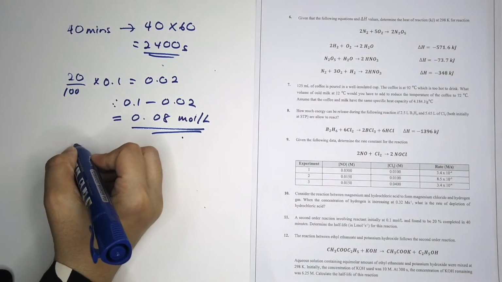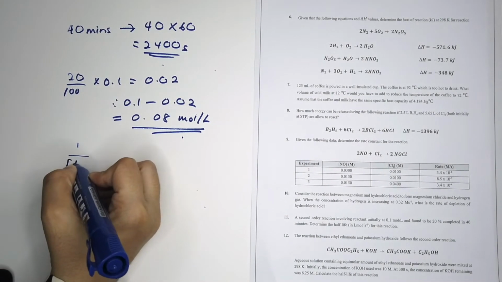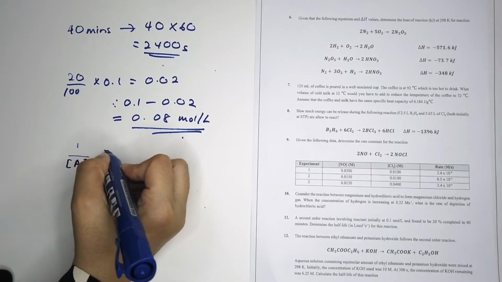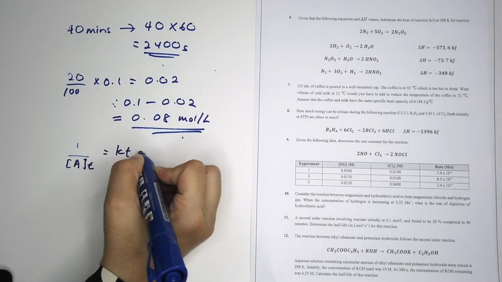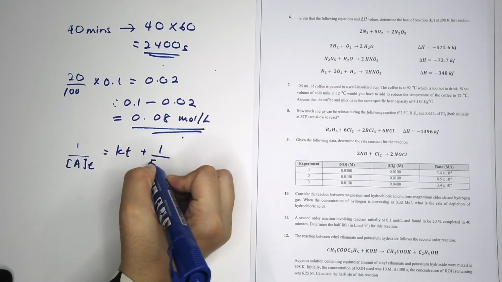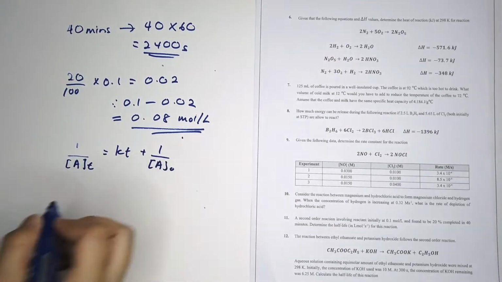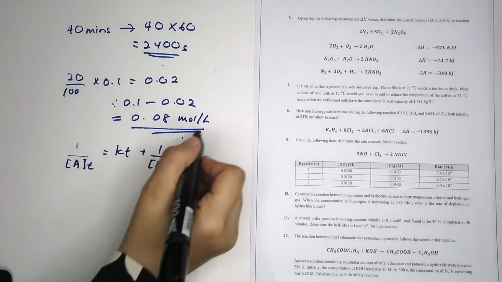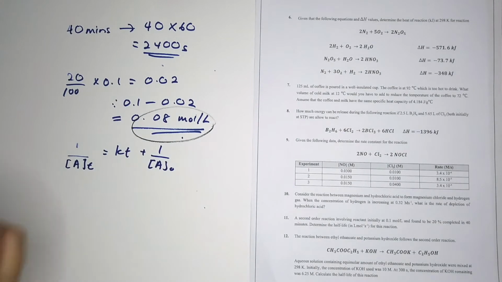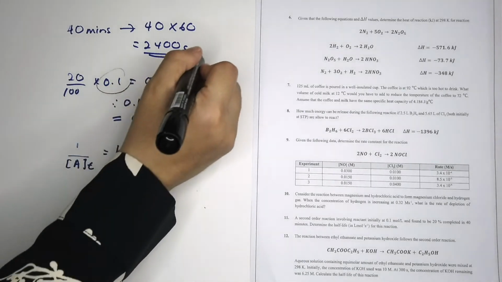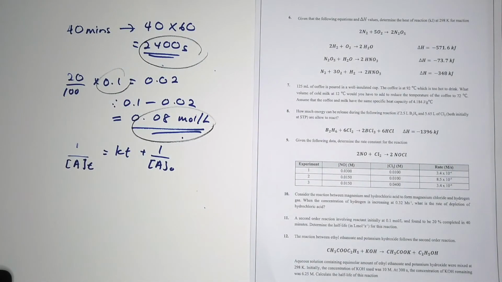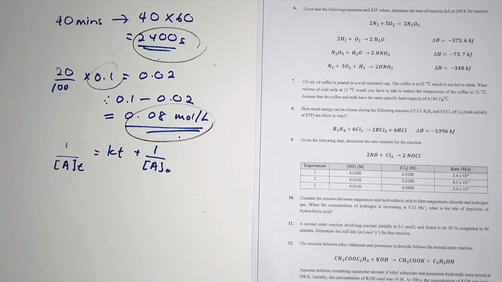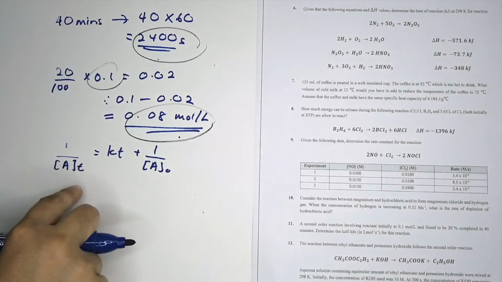Since this reaction follows the second order reaction, we are going to use the formula for second order reaction: 1 over A_t is equivalent to kt plus 1 over A naught. Your A_t is this figure and your A naught is this, and the time is given in the question, which is 40 minutes, which you already converted to 2400 seconds. All you need to do is plug all these values into the formula.